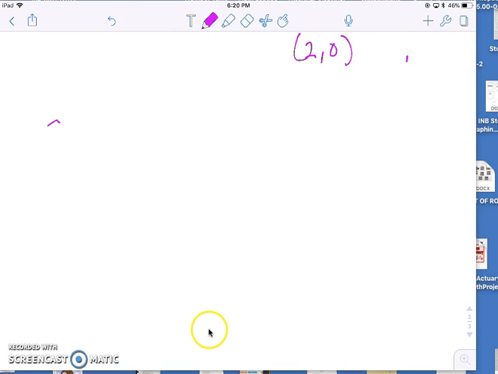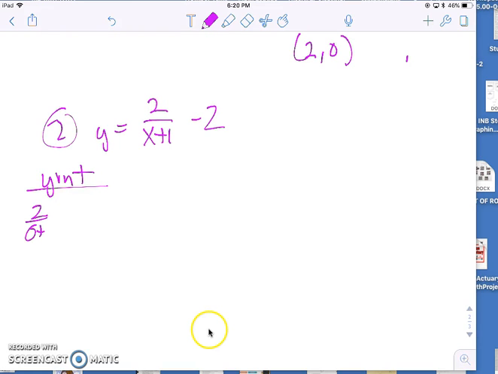The next one we're going to take a look at is y equals 2 over x plus 1 minus 2. So let's find our y-intercept first. If we plug in 0, 2 over 0 plus 1 minus 2, so 2 minus 2, so that's 0. So it's at (0, 0).